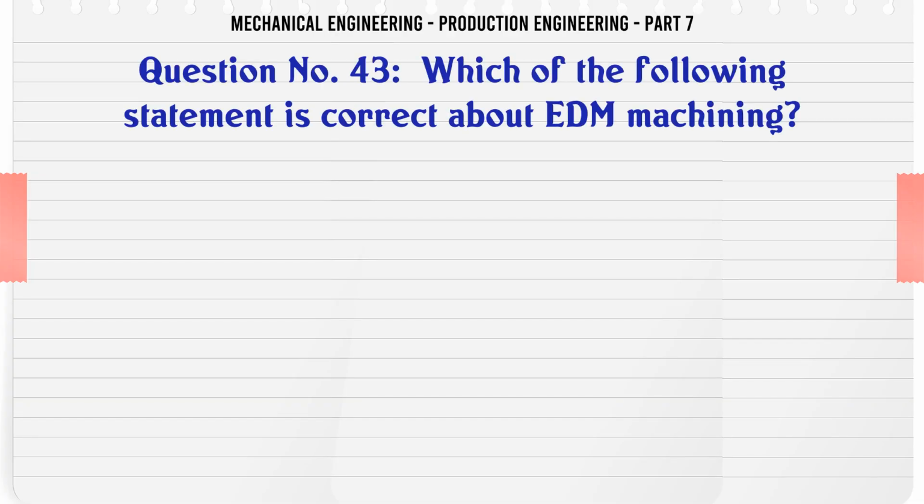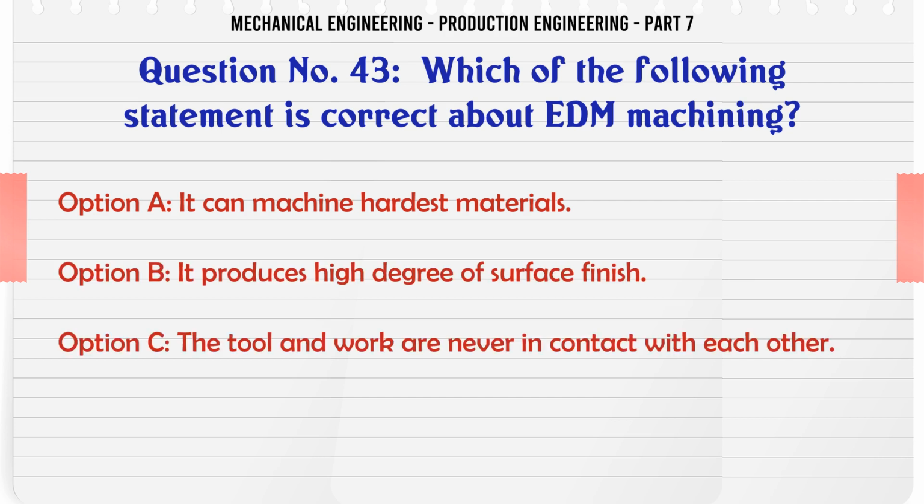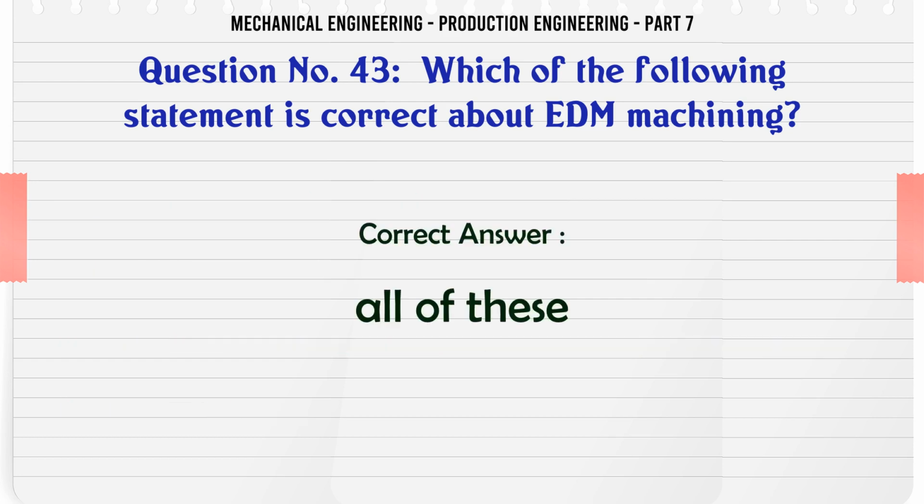Which of the following statements is correct about EDM machining? A. It can machine hardest materials, B. It produces high degree of surface finish, C. The tool and work are never in contact with each other, D. All of these. The correct answer is all of these.